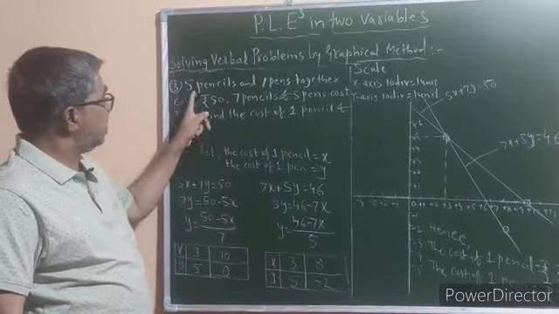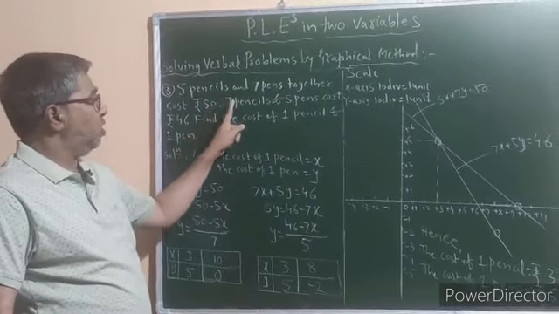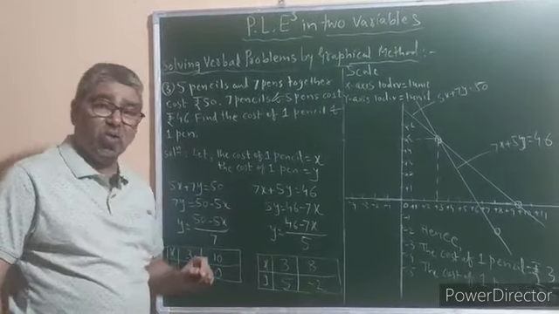Example number 3: 5 pencils and 7 pens together cost rupees 50. 7 pencils and 5 pens together cost rupees 46.